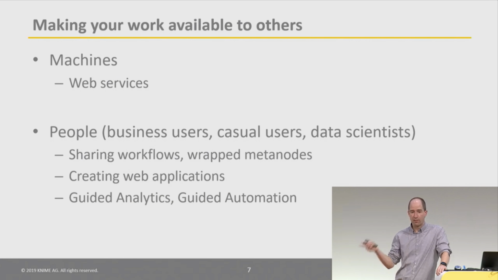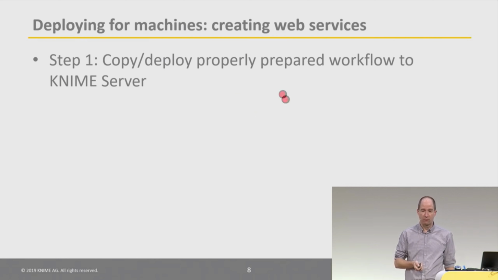So let's talk about deploying for machines, because this one's really simple. We're deploying a web service. We have a workflow, and we would like to have that workflow deployed as a web service. So step one is you take a properly prepared workflow, and I will explain what this means. You copy it to the KNIME Server. And, well, that's it. You're done. This is a really short set of bullet points. I apologize. I had to put that second one in because I learned a long time ago that a one bullet point list is a foul, so there are 2 bullet points.